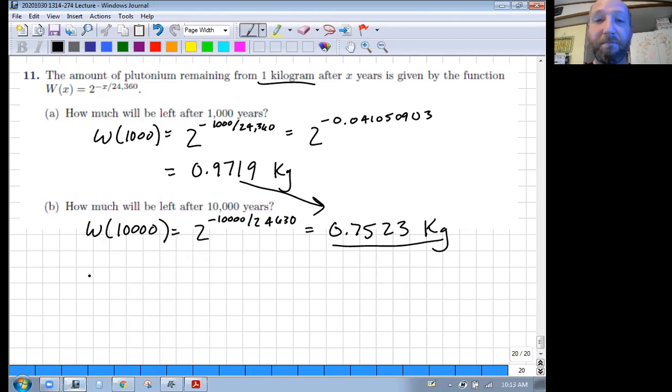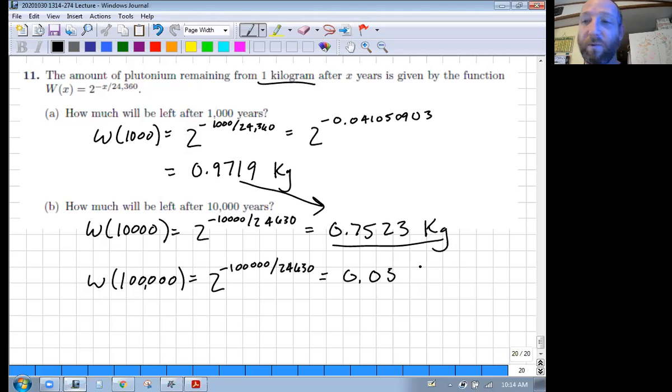If we looked at 100,000 years, 2 to the negative, let's look at 100,000 years. 0.0581. So at 100,000 years, we still have a little bit left. It'll never go completely away, right? It would take an infinite number of years for this to go to zero. So the plutonium will never completely go away.